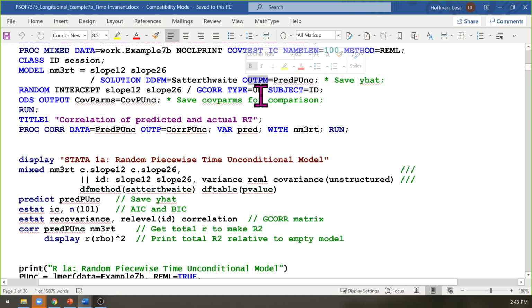So what I'm doing then in each of these programs is generating a new column in the data set that says what the model thinks the outcome should be based on the fixed effects. I'm then going to take that predicted outcome column, correlate it with the real outcome. That's going to be R. And then if I square that R, that is R squared.